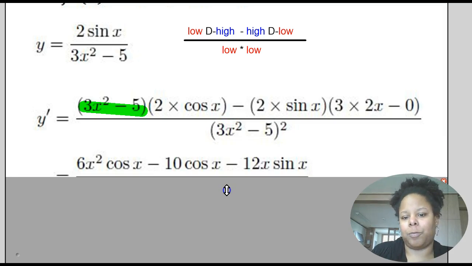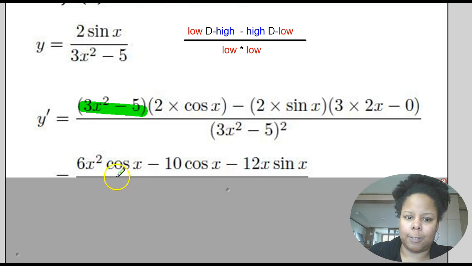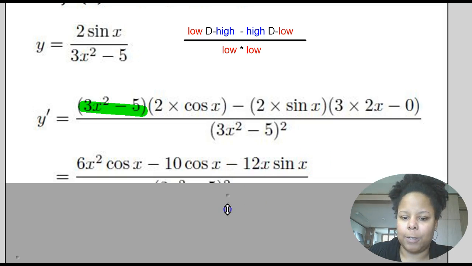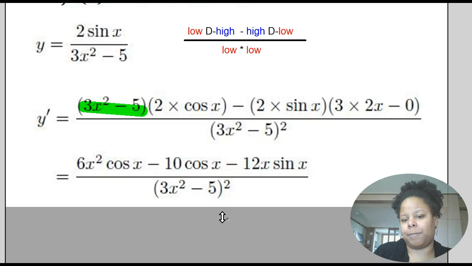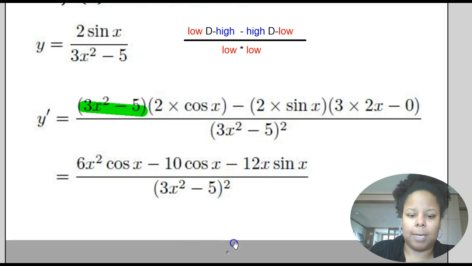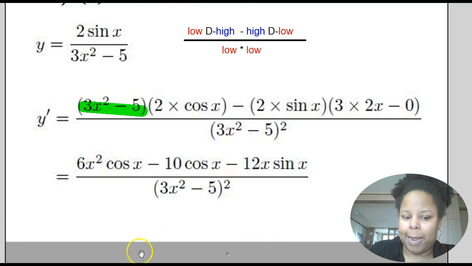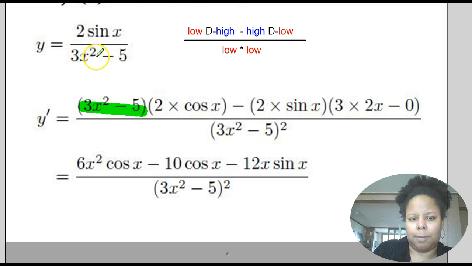So doing some algebraic simplification, we get over here in the numerator 6x squared cosine x minus 10 cosine x minus 12x sine x over 3x squared minus 5 quantity squared. And that's the simplest we can go right now. And so that was our function, as long as the denominator 3x squared minus 5 is not 0.